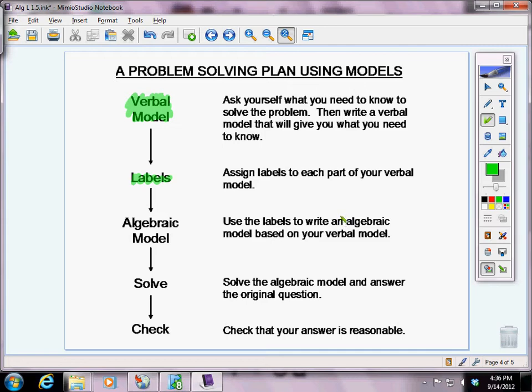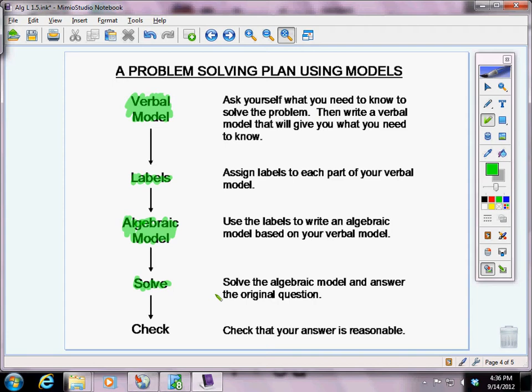Now after we start labeling things, we can write our model. We can use formulas we know, like our simple interest formula or our distance formula, to help us solve the problem. Once we have an algebraic model, now we can solve it. And isn't that our ultimate goal? When we have a problem, we want to figure it out, we want to solve it. So using algebra can help us do that.